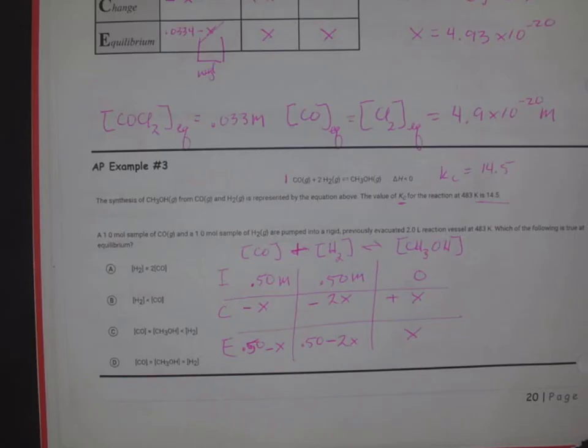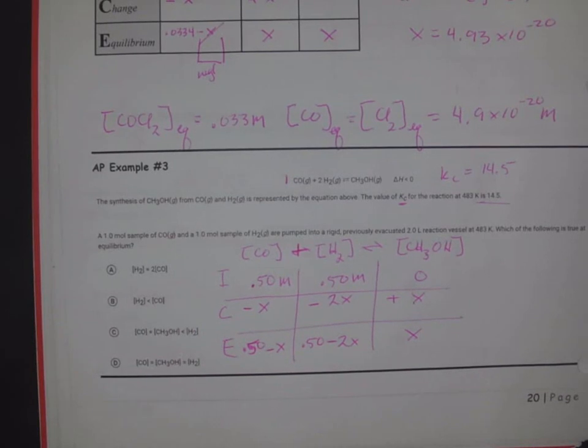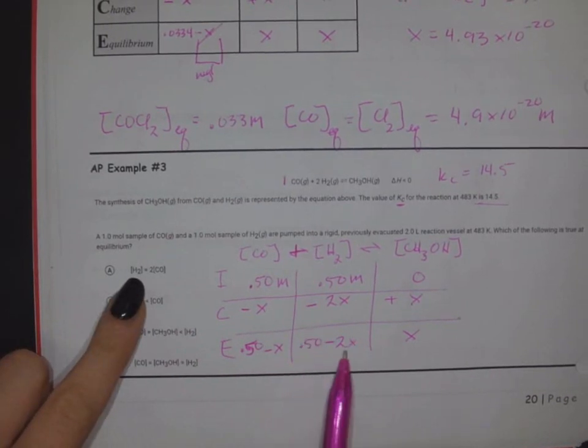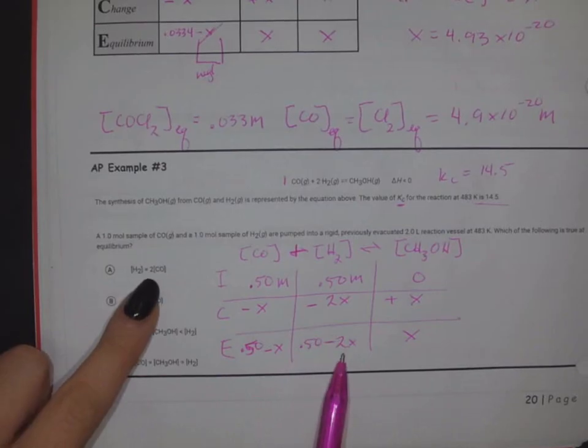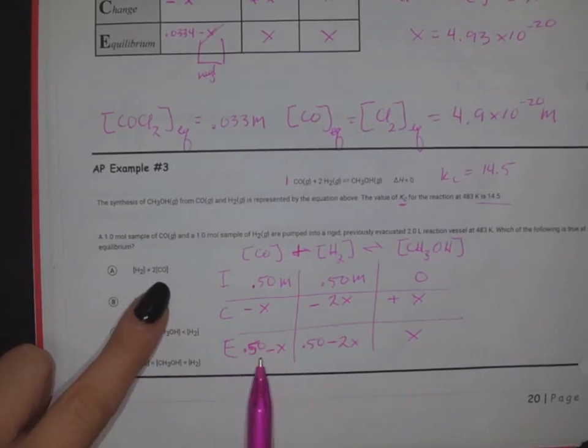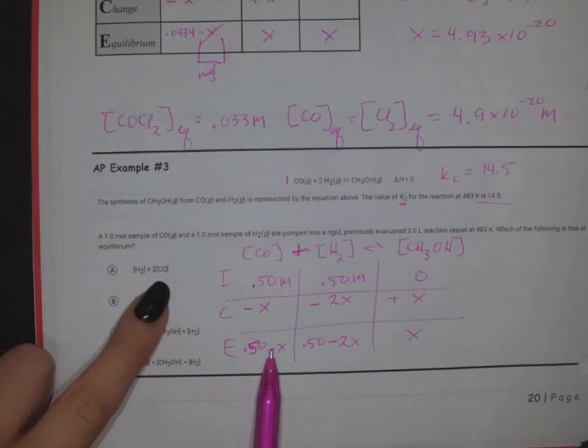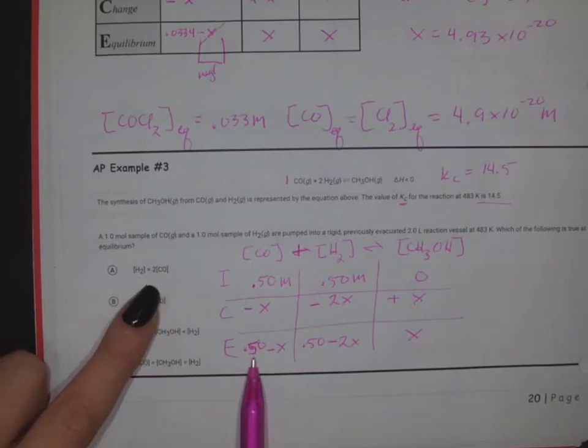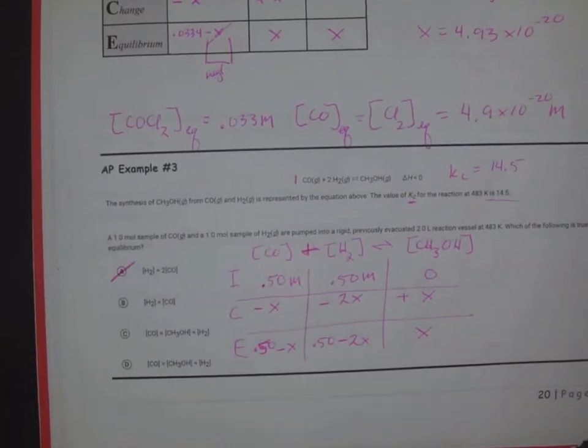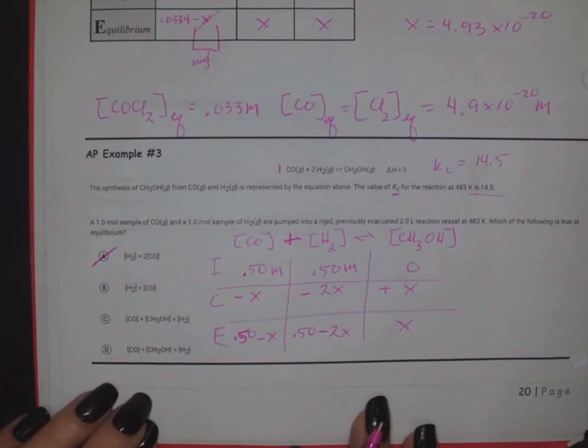Okay, so based on where we're at equilibrium, what could be true? The first one says that the concentration at equilibrium of H2 is equal to twice the concentration of CO, and that's not the case. There's a times 2 here, but the 0.05 was not a times 2, so that is not one of the items that it could be.